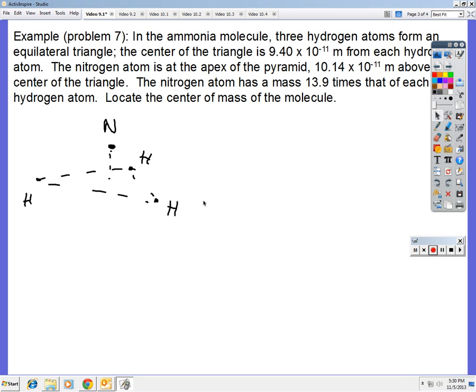We're told the distance n above the base, I'll call that d, it's this number here. And we're also told that the nitrogen molecule is 13.9 times the mass of each hydrogen. So what I'll do is I'll say that each hydrogen has a mass of 1, and the nitrogen has a mass of 13.9, because it turns out that the units don't matter when you calculate center of mass, as long as you use the same units for all the measurements.